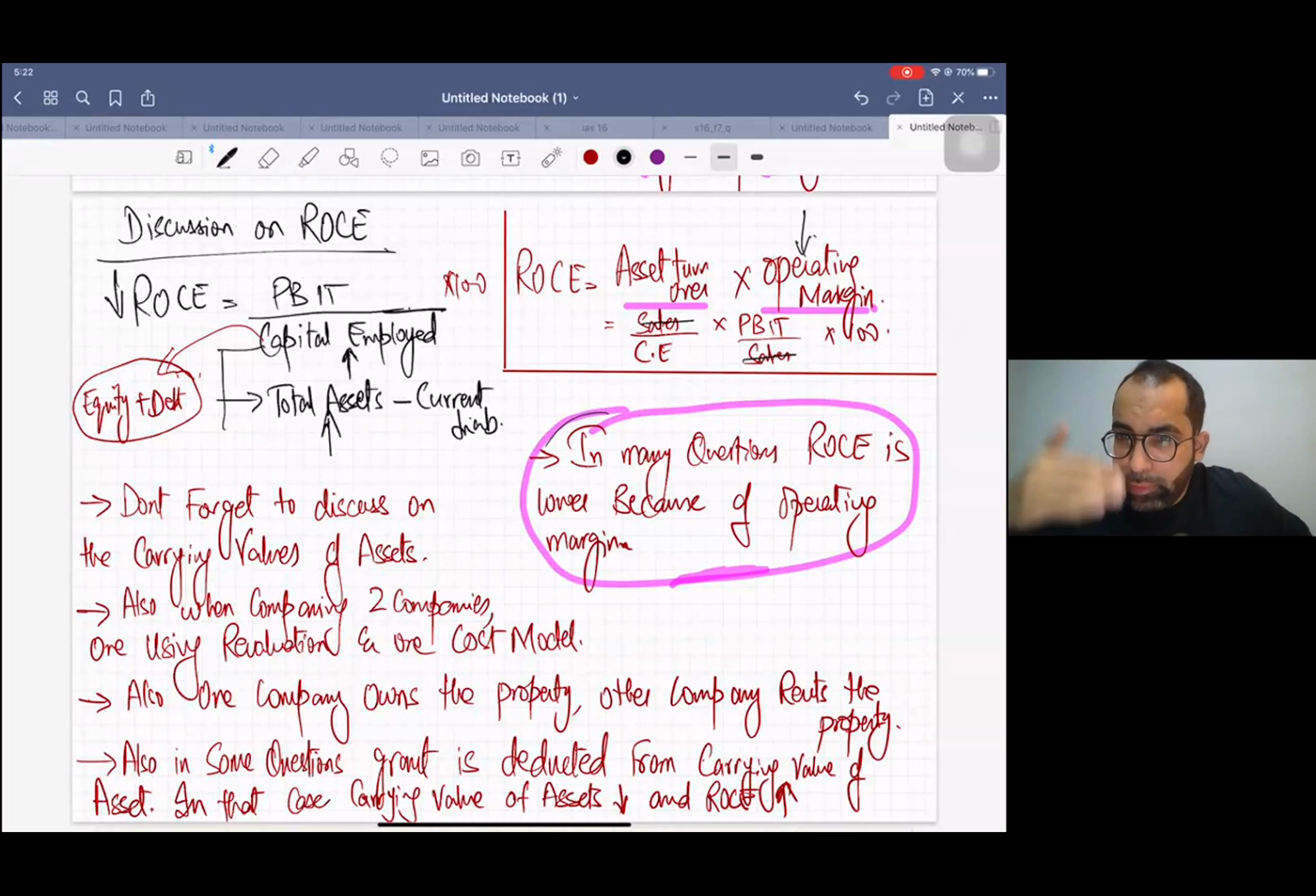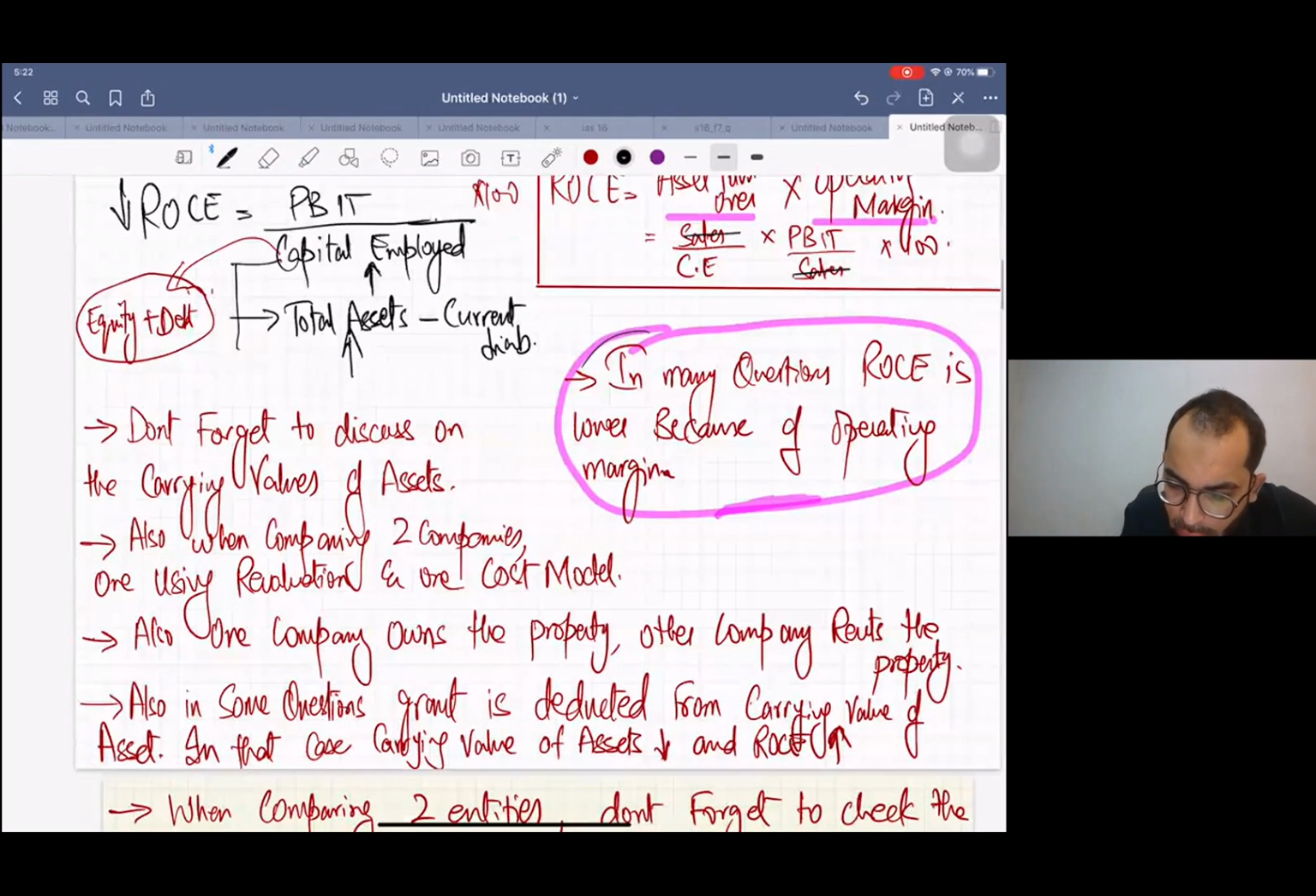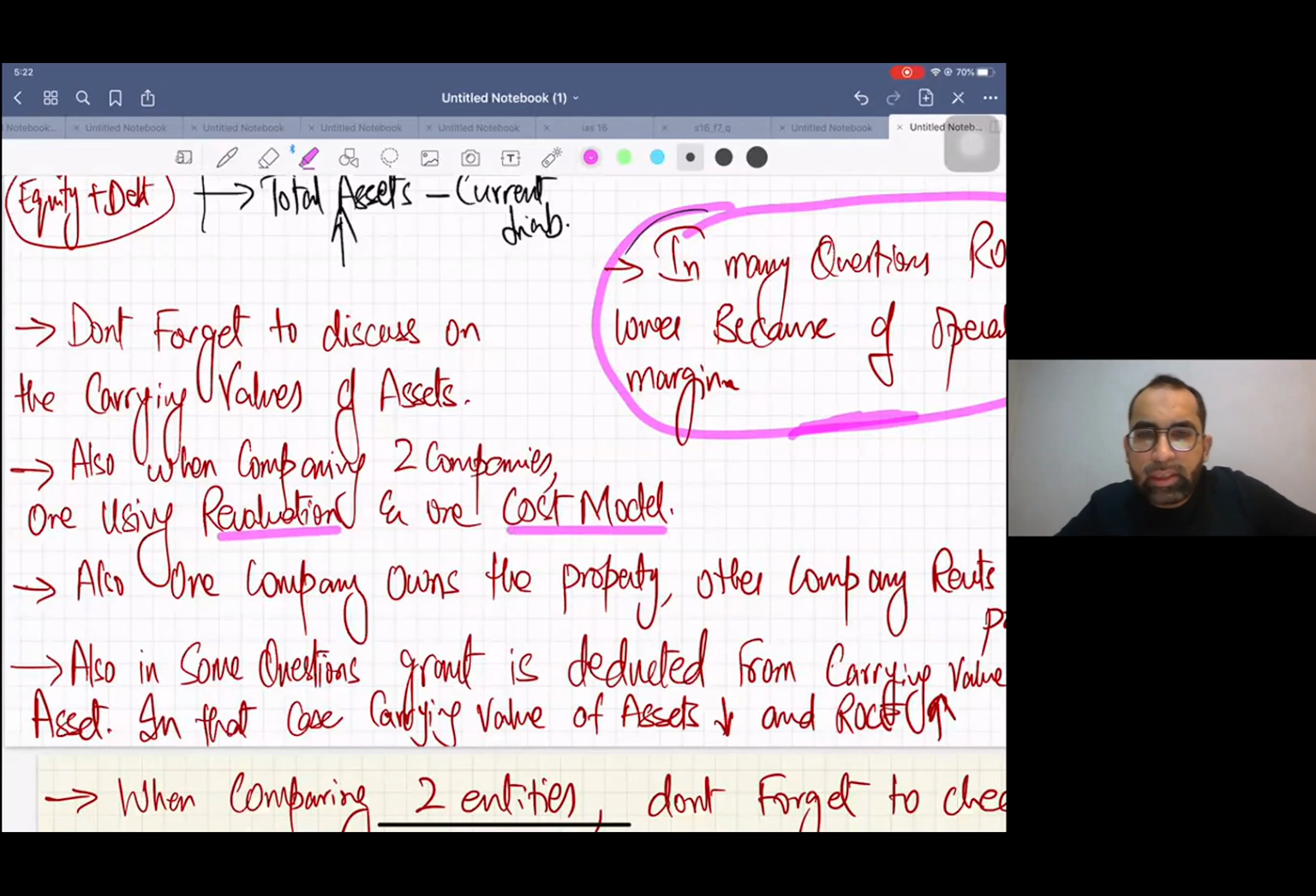Now I'm going more forward with this point. Also when comparing two companies, one is using the revaluation model and one is using the cost model, and market prices are higher. The company using the revaluation model will have a higher asset value, so automatically their capital employed will also be higher, so they will have a lower ROCE. And that's not the mistake of the manager. That's the issue of accounting policy. So normally you need to discuss this issue of revaluation and cost model.